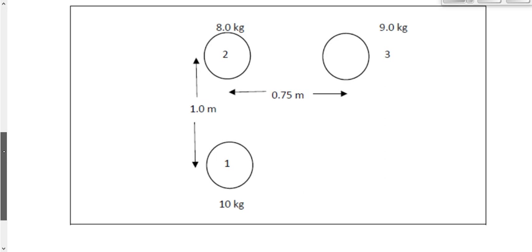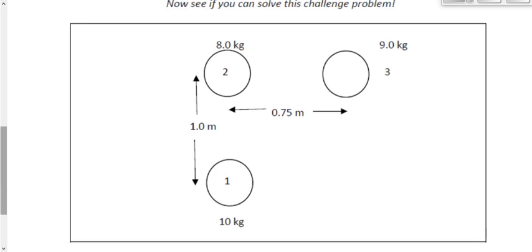In this case, we want to once again find the net force on object 2 due to 1 and 3. But in this case, we have a two-dimensional problem. Let's see what you can do with that, and we'll take a look at it tomorrow when I get back.